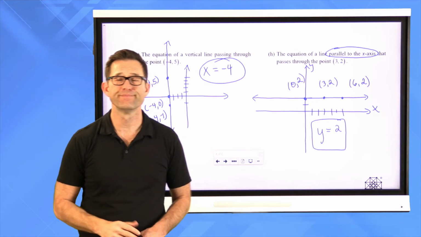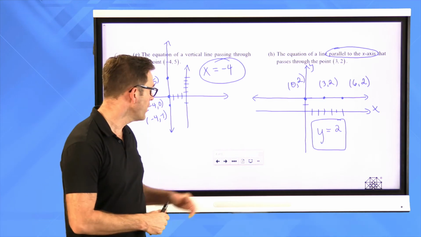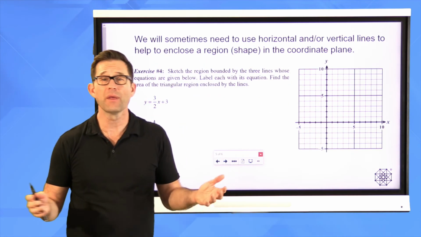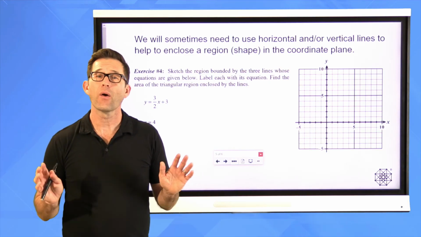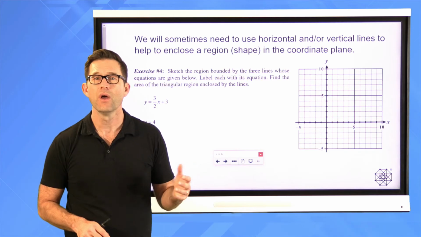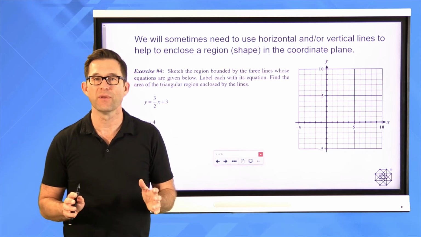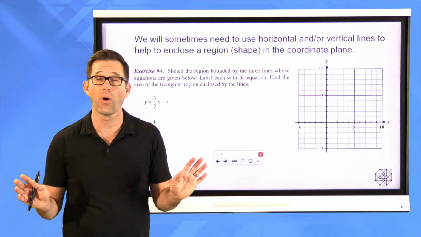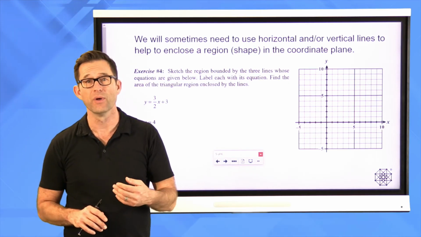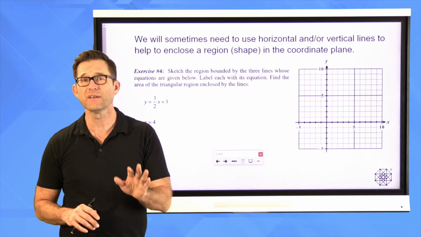All right, pretty easy. Now, we do want to make sure we can do one more thing, right? Which is, we want to be able to graph them themselves. Now, horizontal and vertical lines will sometimes be needed when we're trying to enclose a shape in the coordinate plane. And this happens all the time, by the way. You might do it a little bit more next year in geometry than we do it in Algebra 1, but we will see it still on occasion.